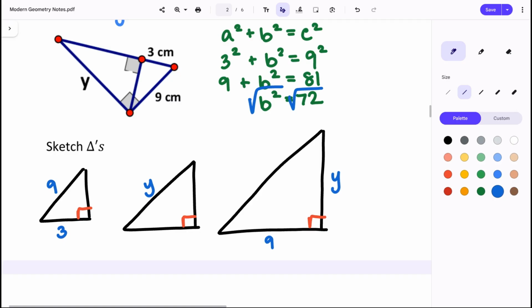Now, I can't square root 72, but we've spent some time working with square roots, right? What's the biggest perfect square that goes into 72? Good, 36. 36 times 2, so this would become what? Good, 6 square root of 2. And so that would be this side here. All right. Now, we're not done. We haven't even done a proportion yet.